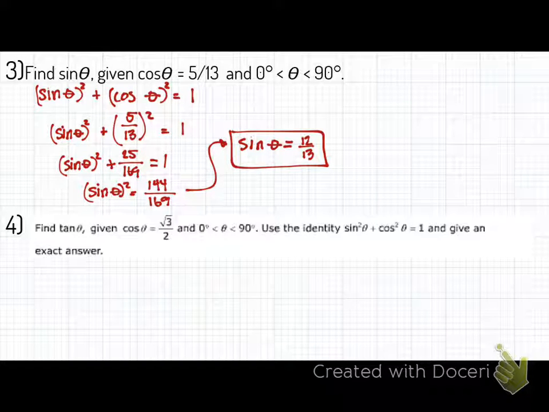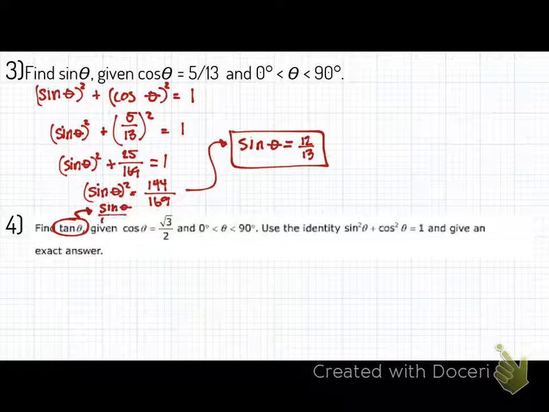Y over x, right? Over here it says given cosine, right? Does it give us a sine though? No. So we know cosine. We know this is our x. How do we figure out our sine? We just use the Pythagorean identity. So this one's going to take an extra step, okay? So we're going to do what we did before.